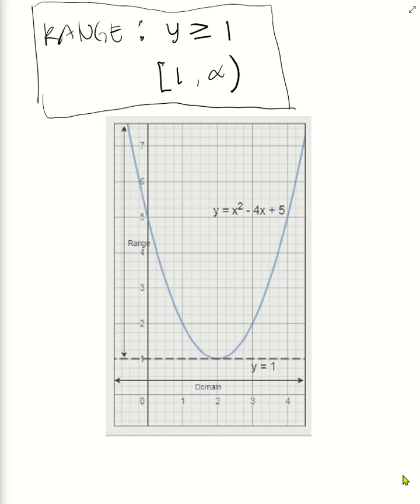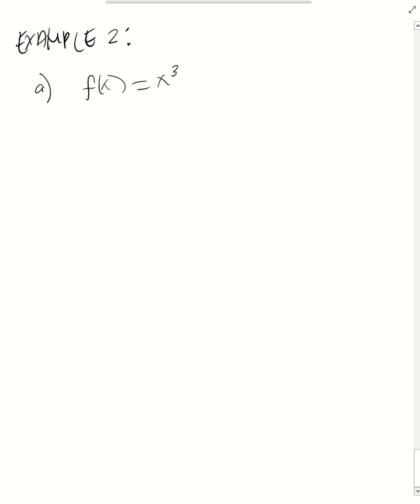Let's take another example. Before we end this part, let's take more examples of determining the domain and range. So A, determine the domain and range of f of x equals x cubed. So this is a cubic function. So what will be the domain? It's not radical, it's not quadratic. So the domain is all real numbers. So x is all real numbers.